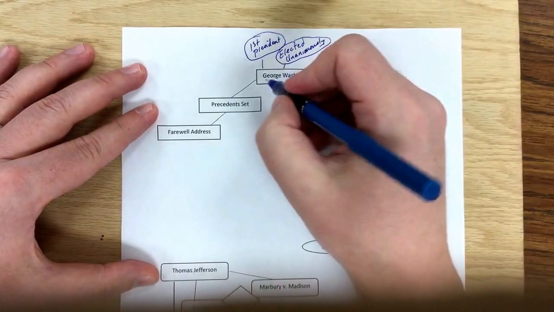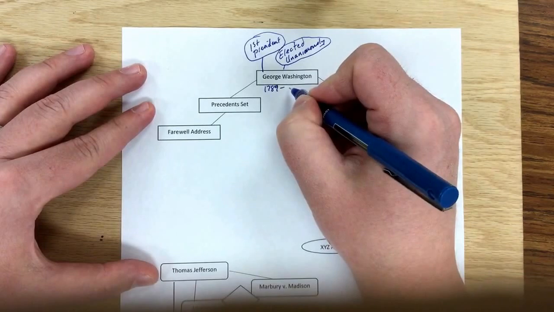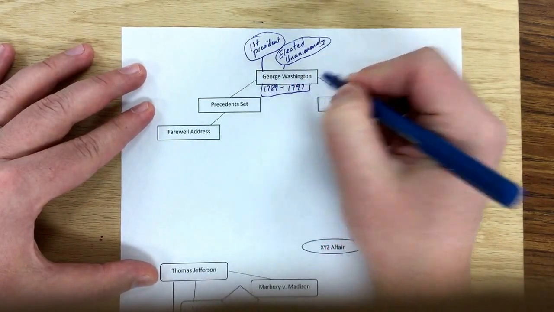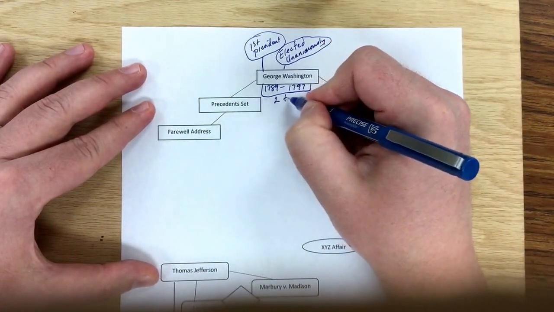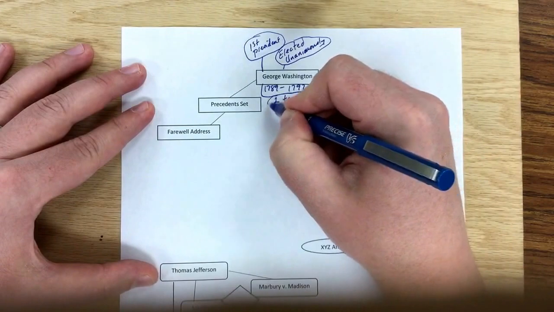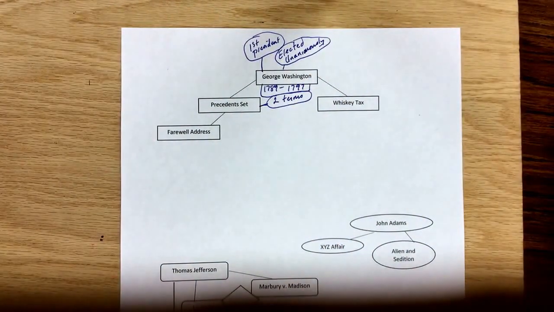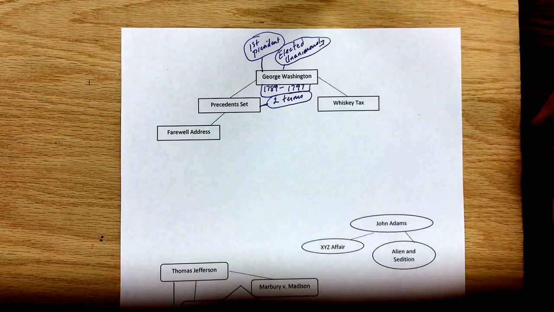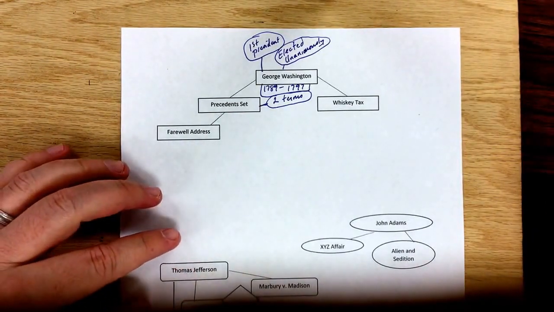His terms of office were 1789 through 1797, and he served 2 terms. That was actually one of the precedents he set: stepping down after 2 terms. And remember, we talked about how King George was very impressed by Washington giving up power like that.